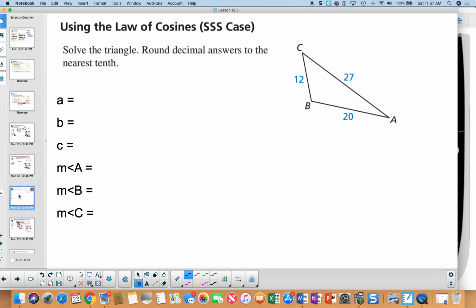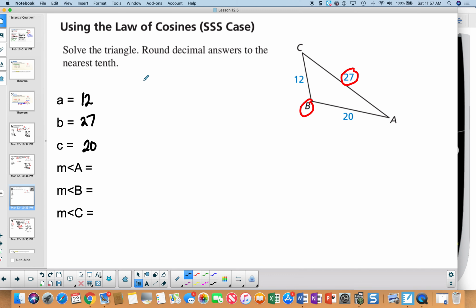Let's go on to the SSS case. In this case, we don't have any angles, all we have is sides. So little a is 12, little b is 27, and little c is 20. Okay, so it doesn't matter which angles I work with. I'll just pick 27, which is a little b and angle b, and I'll use that.